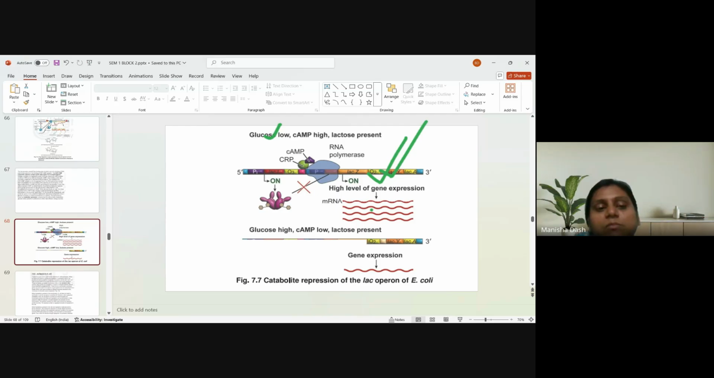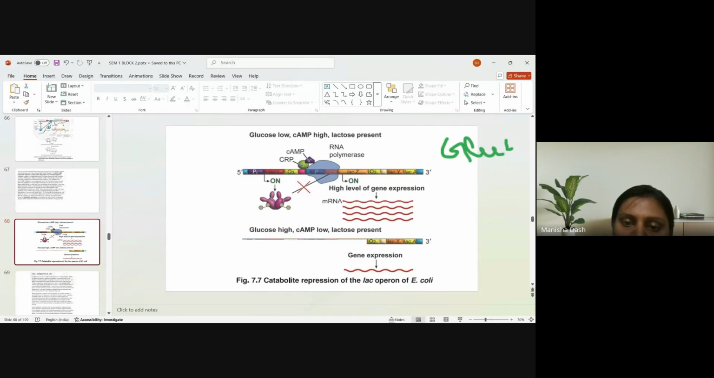Okay. Now there is a mechanism called catabolite repression. So you should remember this because this could frequently be asked in your questions. So when both glucose and lactose are present in the medium, which source should be utilized by the bacteria, or which should be utilized by the E. coli? In that case, glucose will dominate and will try to suppress the expression of the lac operon.